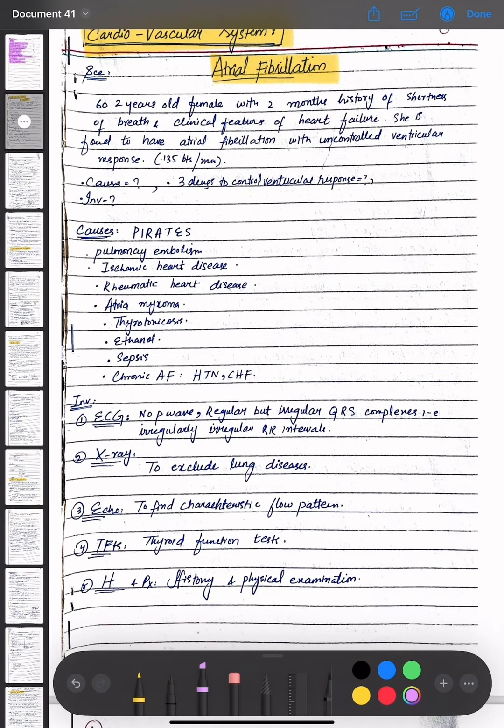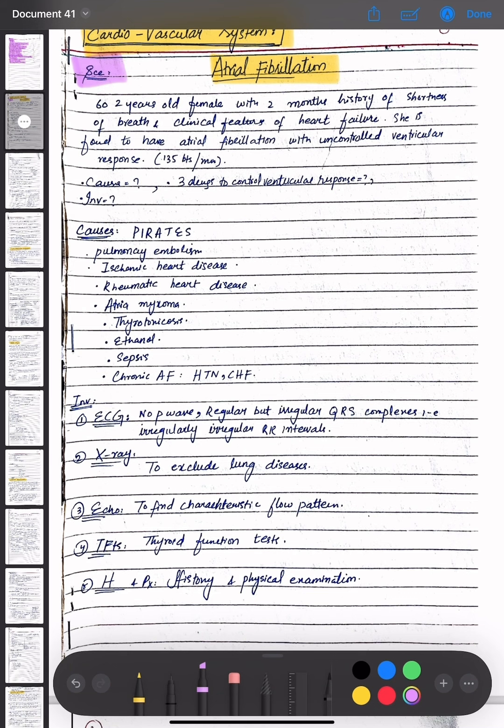We have a scenario of a 60 year old female patient with a 2 month history of shortness of breath and clinical features of heart failure. She is found to have atrial fibrillation with uncontrolled ventricular response, that is 135 beats per minute. So what are the causes? Then mention 3 drugs to control ventricular response and what are the investigation options.